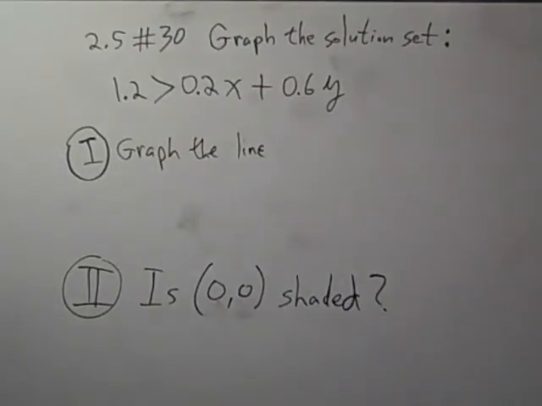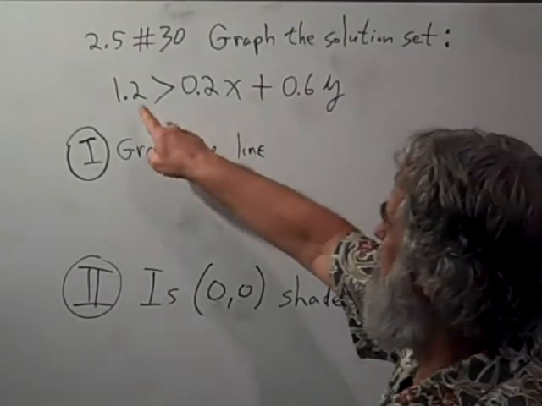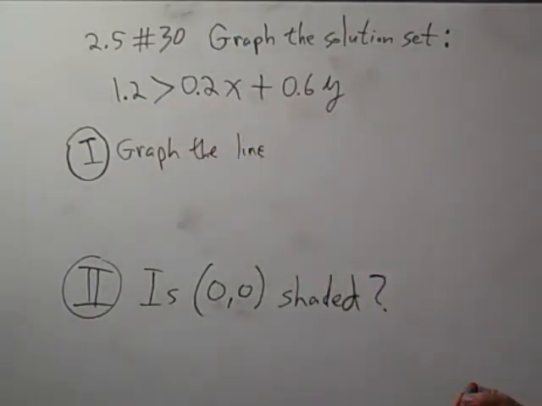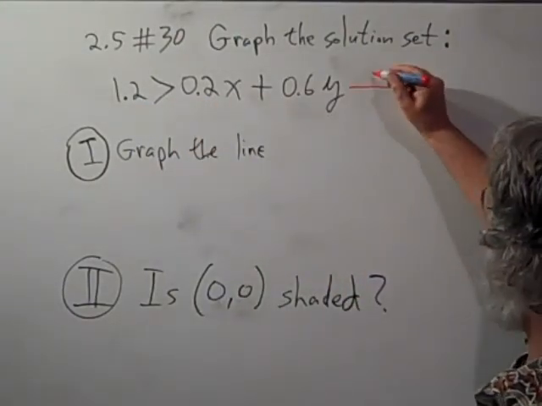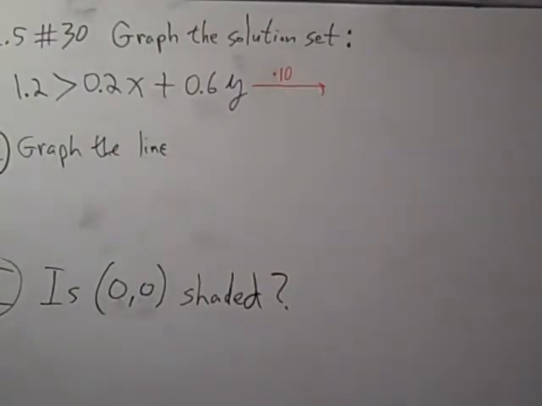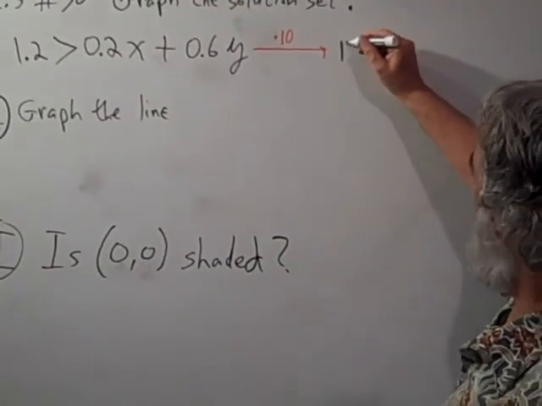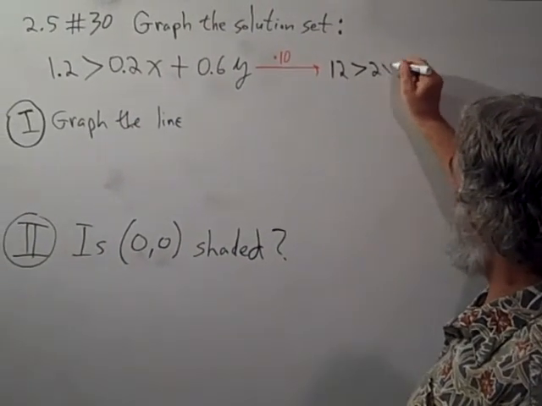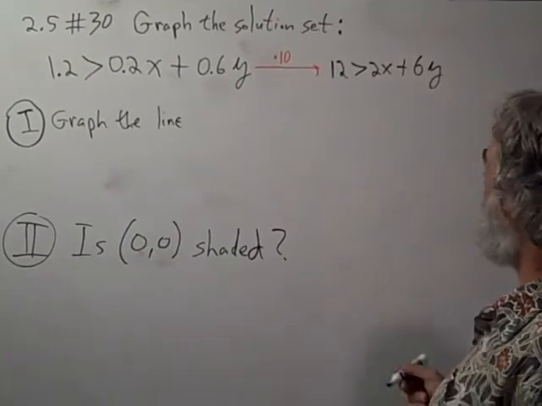Okay, to graph the solution to this linear inequality, you'll first notice all these decimals. It'd be nice to get rid of those decimals, and we can if we just multiply everything times 10. Both sides of the inequality times 10. We'll have the same solution set as before, but without the decimals appearing. So 12 is bigger than 2x plus 6y.